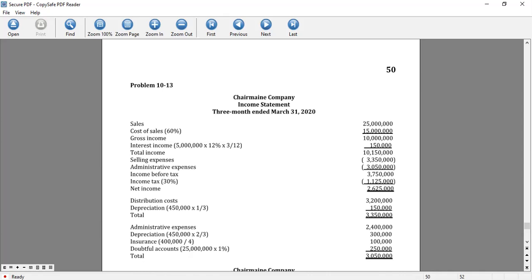Admin is 3,050,000. So selling expenses is equal to 3,350,000. Now, as stated, here we have the prepaid insurance, no? But that will be subject to adjustment.